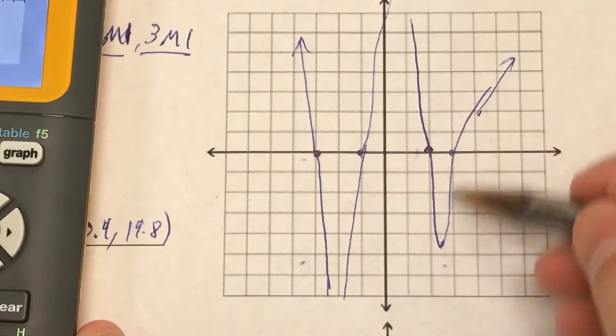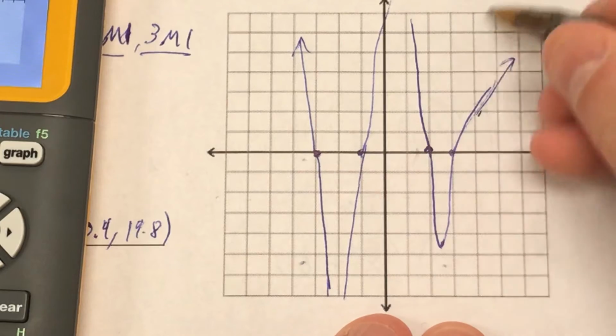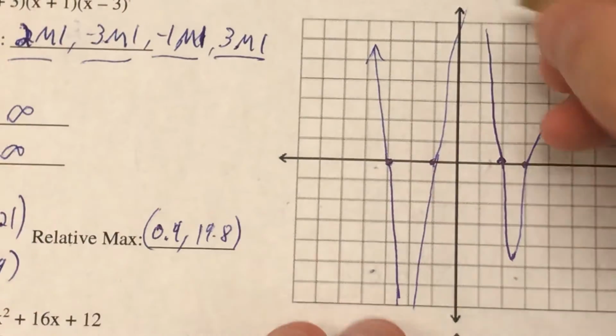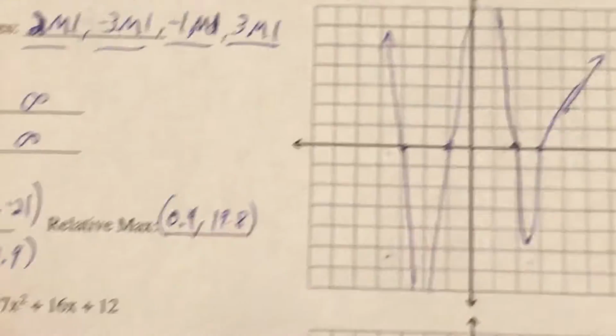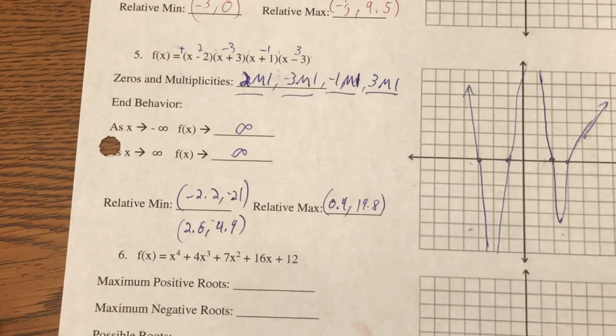So down, boop, boop. I already drew this kind of part, so it doesn't matter as much. It's supposed to go steeper, but whatever. It's an arrow. It's going to infinity. And there you go. That's that problem.